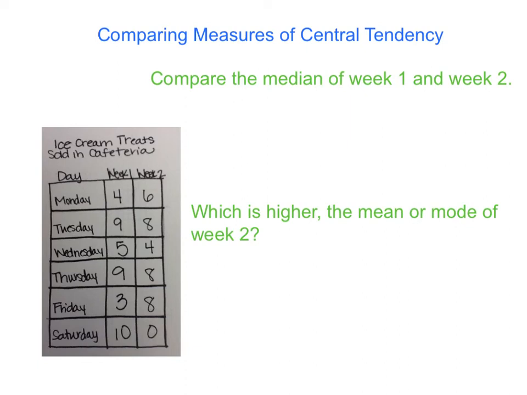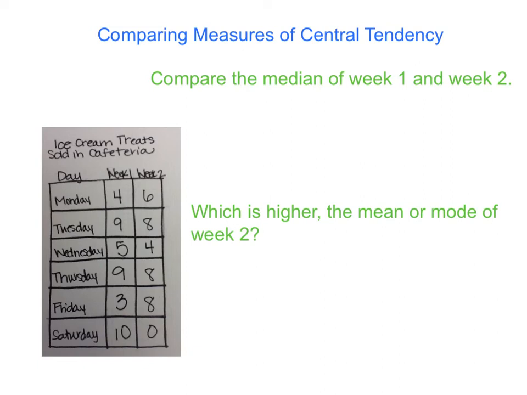Last but not least, we're going to ask you to know how to compare measures of central tendency. So you're going to see questions like this. The first one is compare the median of week 1 and week 2. Well, you just need to go through and find the median of both and then tell me what's different about them or tell me which one is larger.